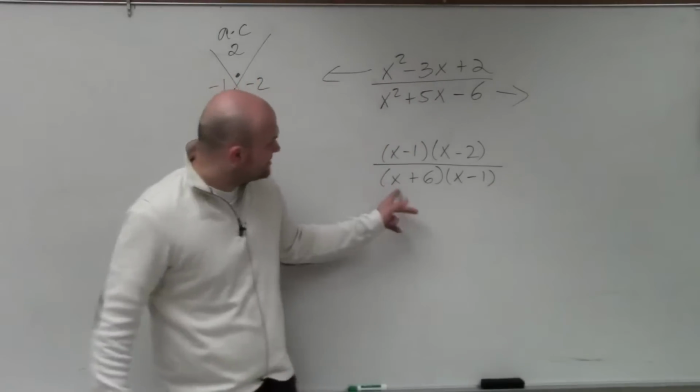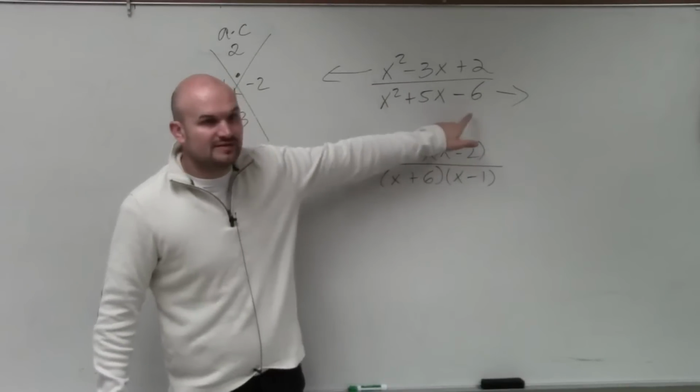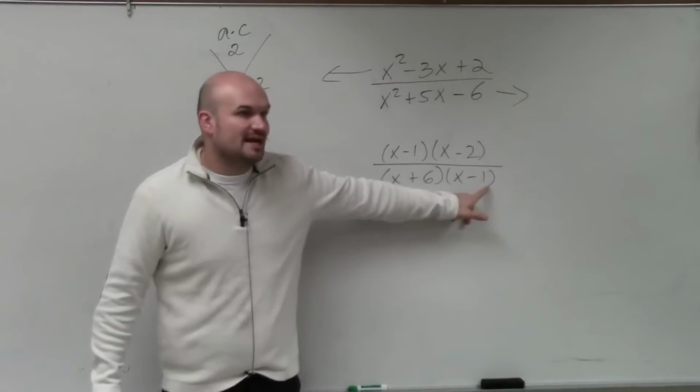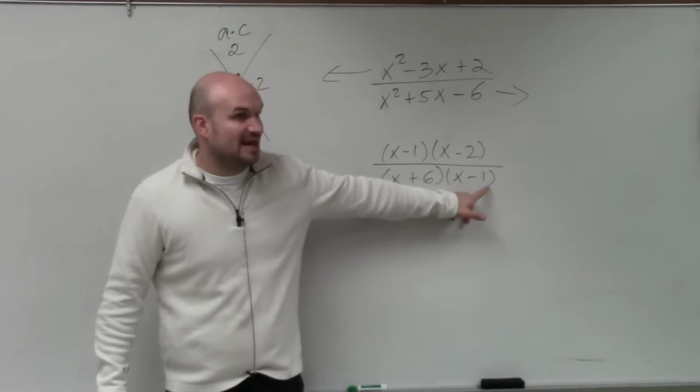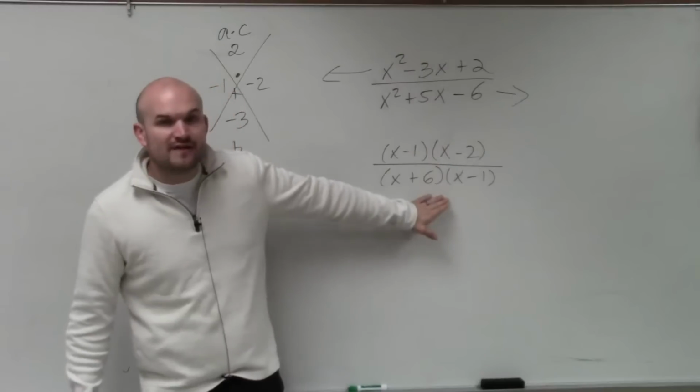And let's double check that. Does x times x give you x squared? Yes. Does 6 times negative 1 give you negative 6? Yes. Does 6 times x, plus 1 times negative 1, or x times negative 1, which would be negative x, plus 6x, give you positive 5x? Yes. So now that's my factored form.